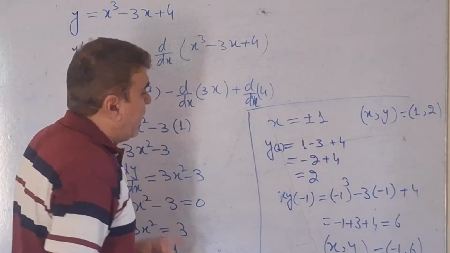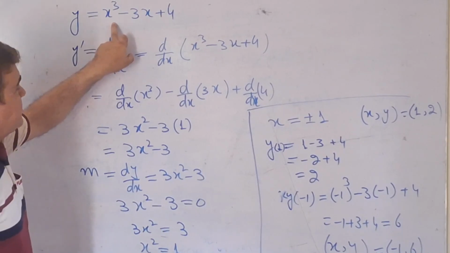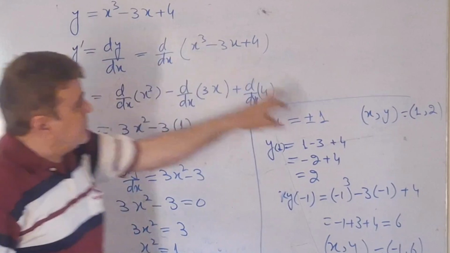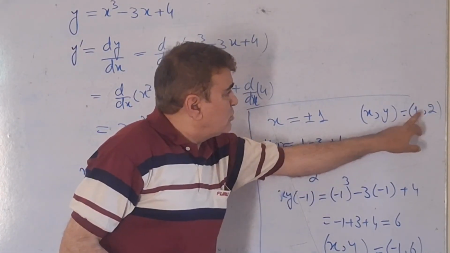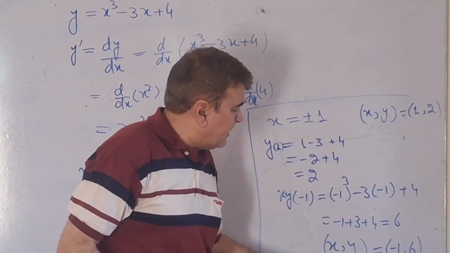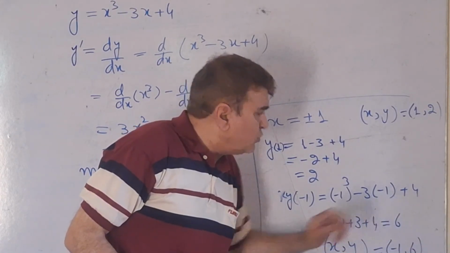So we in fact have two horizontal tangent lines to this curve, and those lines touch the curve at the points (1, 2), that is, x equal to 1 and y equal to 2, and similarly at the point for which x is equal to -1 and y is equal to 6.